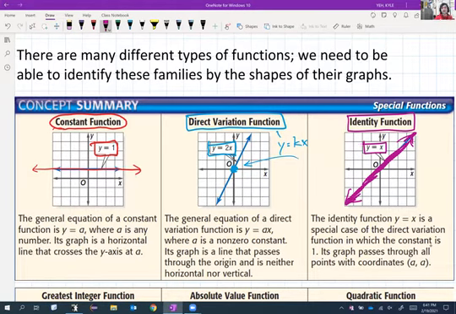Now, before I continue on, because I said we have 9 of these, something to think about is, is the identity function also direct variation? The answer is yeah. I mean, y equals kx, we could say this is y equals 1x, slope of 1. So the identity function could also be called direct variation, but we want to be as specific as possible when we're talking about these functions. And so this one, to be specific, we should say it's the identity function, y equals 1x.